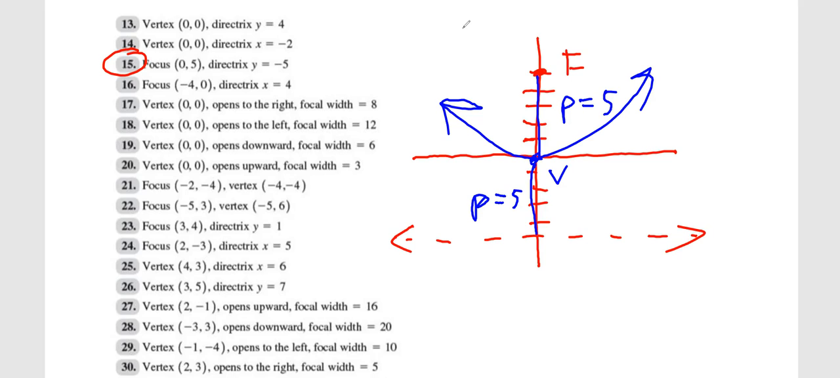Okay, the vertex is smack dab in the middle, right? Yes. Okay, so p is defined to be the distance either from the vertex to the focus or from the vertex to the directrix, whichever you choose. It's the same distance. Okay, so what's 4p? 20. Okay.